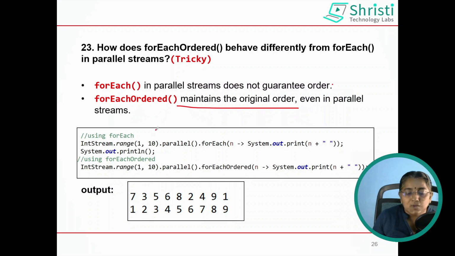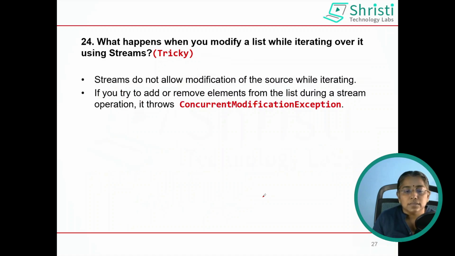You can see the output for this too. The first one is using forEach, the second one is using forEachOrdered, where the original order is maintained. Next question. What happens when you modify a list while iterating over it using streams?